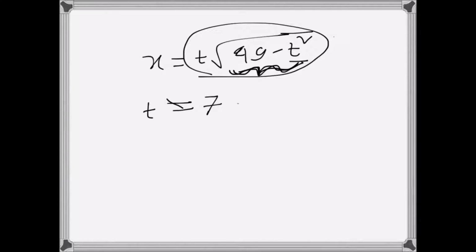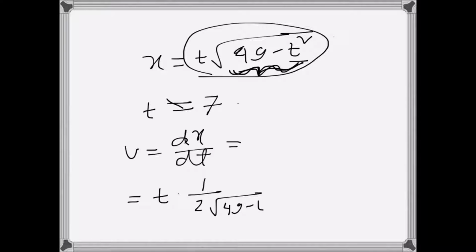And then we have to find when the particle comes to rest. We know rest means velocity is 0, and velocity is dx over dt. If we differentiate this one, let's do that. Here we have t, and this is a product, so basically t times one half of 49 minus t squared, and when we differentiate the t squared it becomes minus 2t, like that, 2t, sorry, and then plus 49.